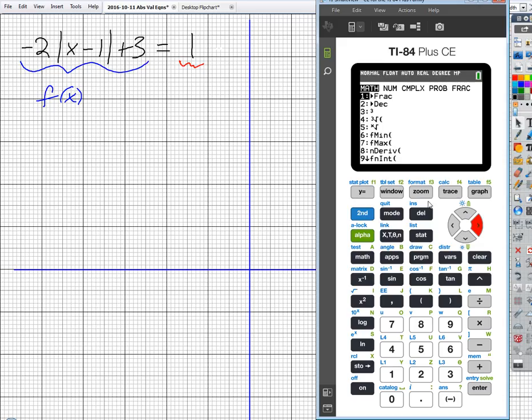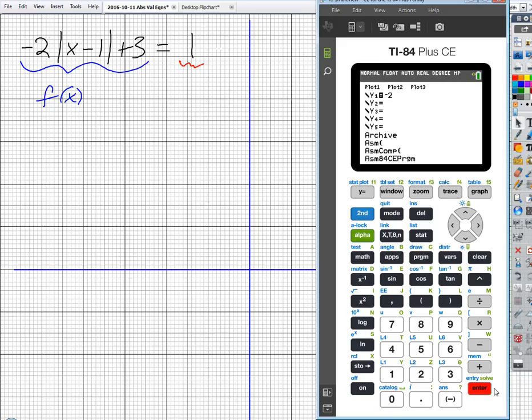Or maybe even the easiest way is to just go second, and then if I go down here to 0, this is a catalog of variables, which normally is a really awkward way to find something, but absolute value happens to be the first entry on the numerical list. So that's another way to get there. Any of those 3 are fine.